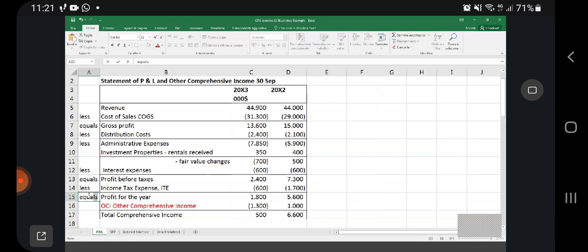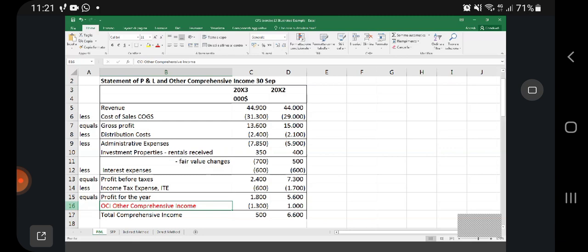Now, the profit for the year, 1,800 cash units in thousands in this case, is the realized profit that the company has generated. But be careful, according to the financial reporting standards, we have to add to this amount of profit some other comprehensive income. What are other comprehensive income? I bet that you have discussed it in the first part of the course.